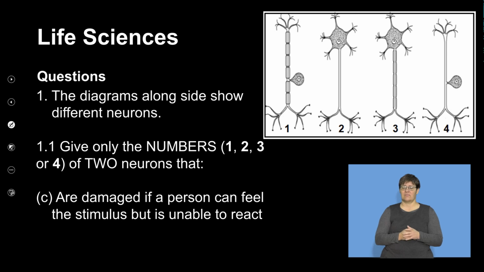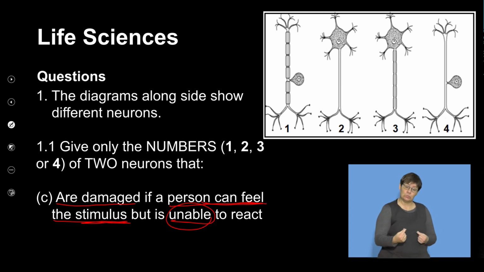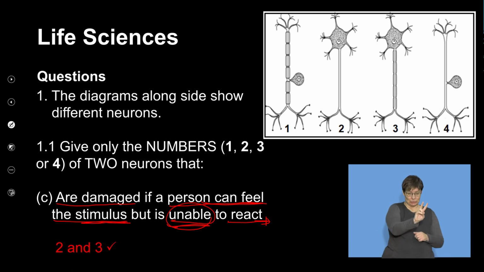The next one, still the same instruction. The ones that are damaged if a person can feel the stimulus but is unable. The key word there, unable. They can feel, but they are unable to do what? To react? Which one? You remember the functions? I believe you've got the right answer. Here are the right answers. That's number 2 and number 3.